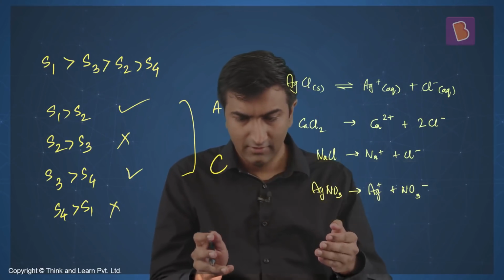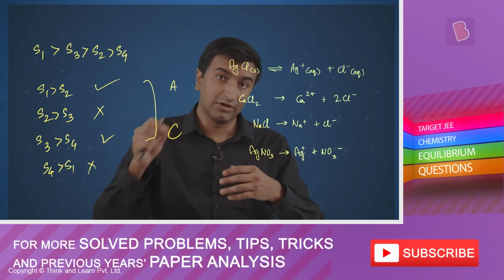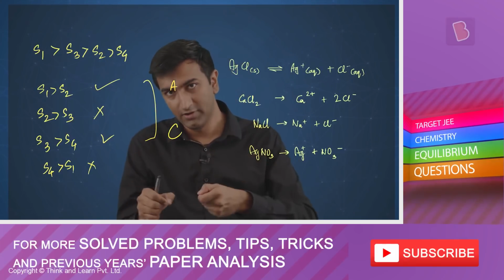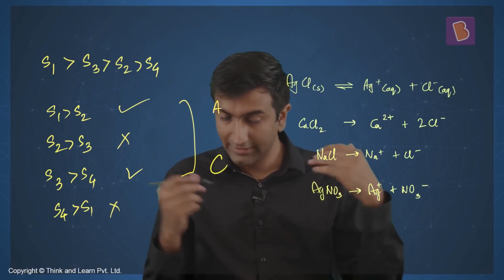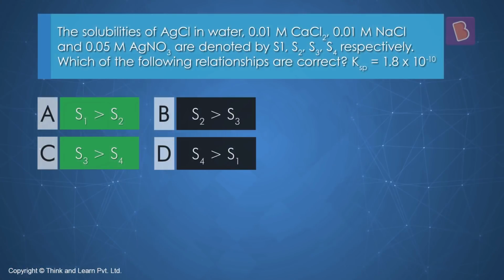And the last one, the concentration of AgNO3 that you put in is much higher than the other two. There's no comparison. Therefore, the solubility will be suppressed even more, and that would have the lowest value. That's the trick. That's the way to do it really quickly without even solving this. But here you go. These are the answers, options A and C.